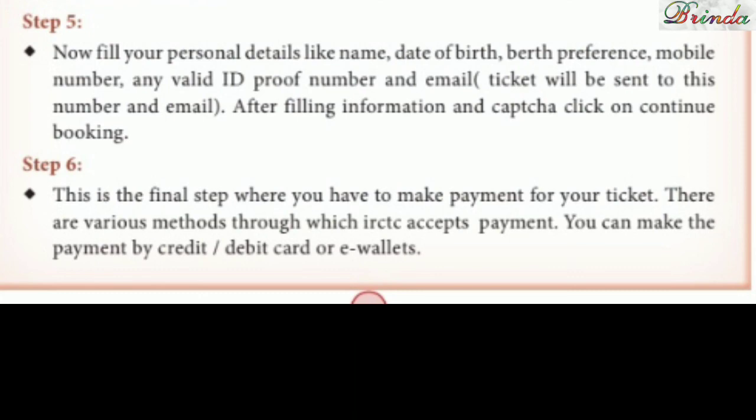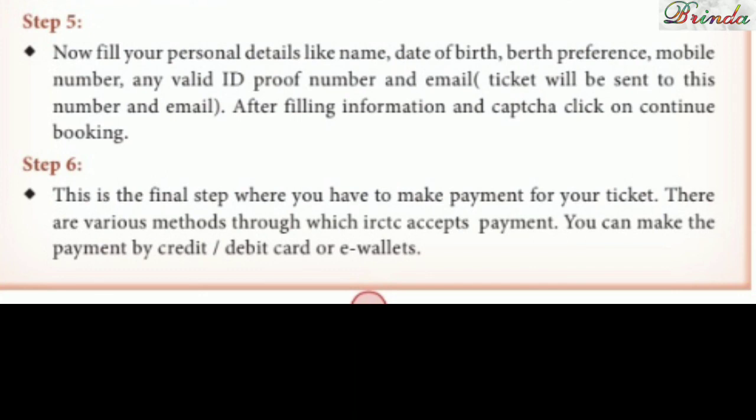Okay, berth. Berth preference, mobile number and valid ID proof number and email. Ticket will be sent to this number and email. After filling information and captcha, click on continue booking. This is the final step where you have to make payment for your ticket. There are various methods through which IRCTC accepts payment. You can make the payment by credit card, debit card or e-wallets.